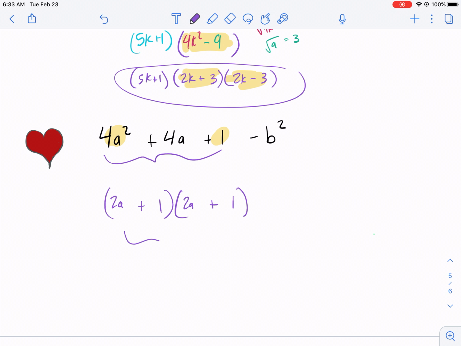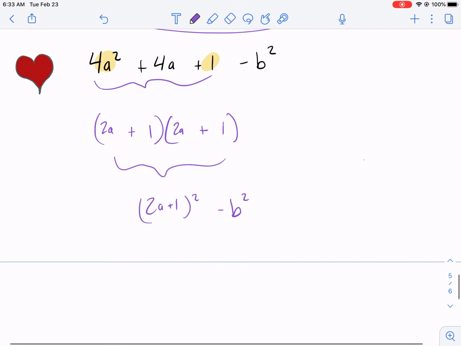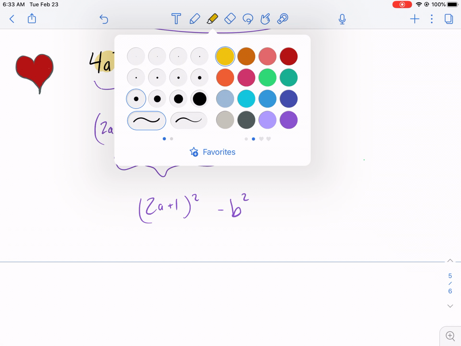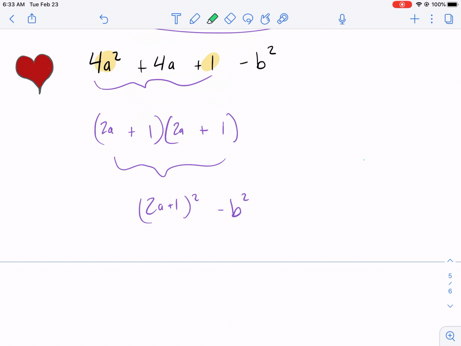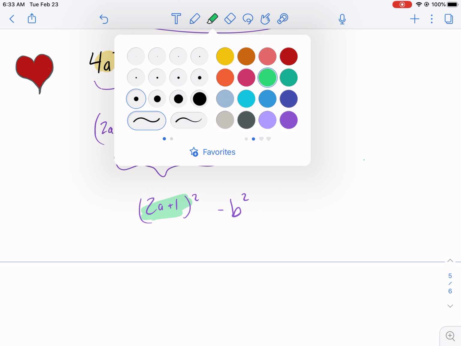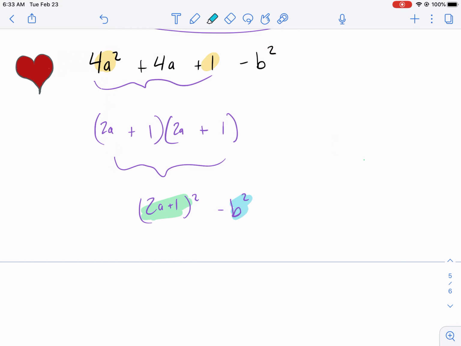Now this could be rewritten again as 2a plus 1 quantity squared. That's the whole point, minus b squared. Now, the whole reason that was okay is because if we got that into perfect square trinomial, now we can do difference of squares. We have this guy, that's a perfect square, and this guy, that's a perfect square. So we can factor it into perfect squares. Difference of squares, sorry.